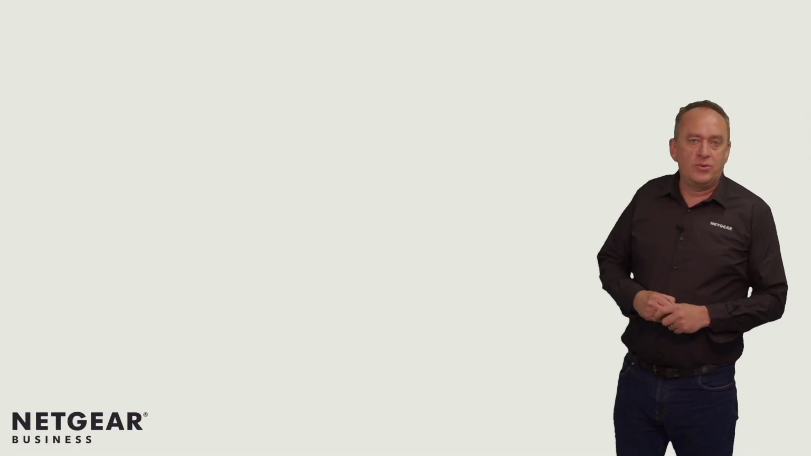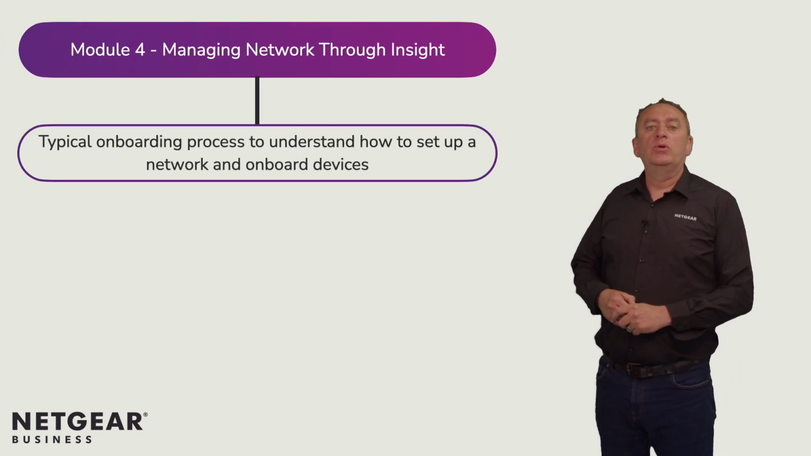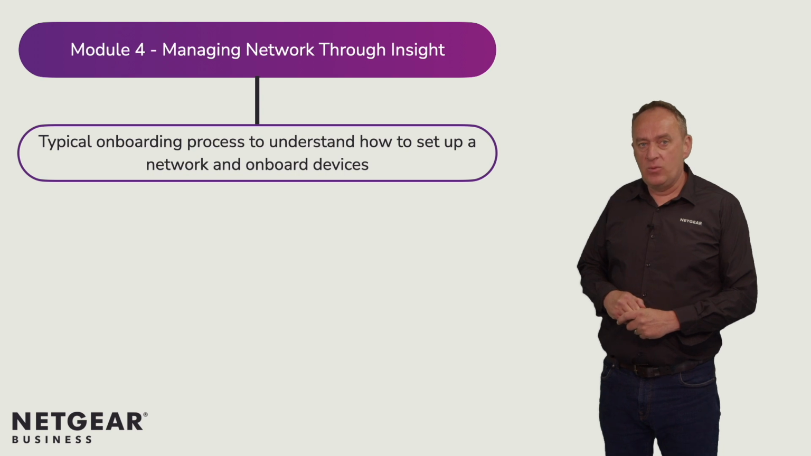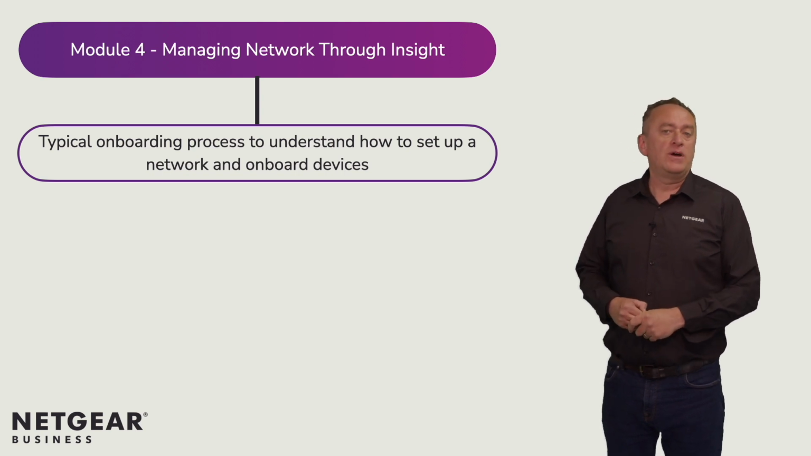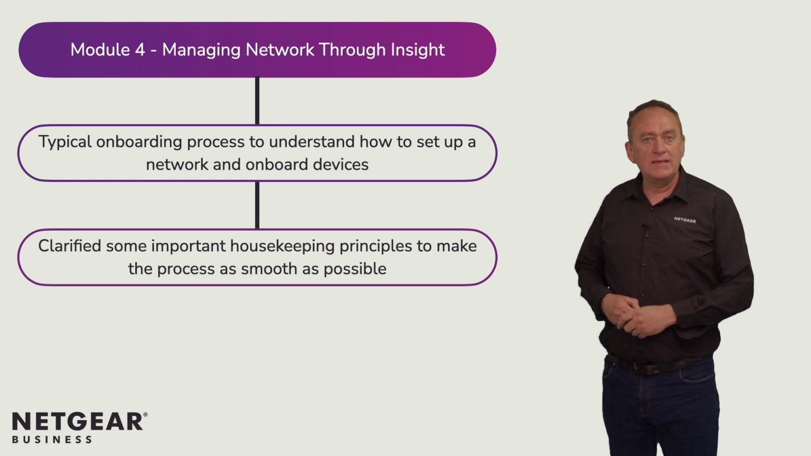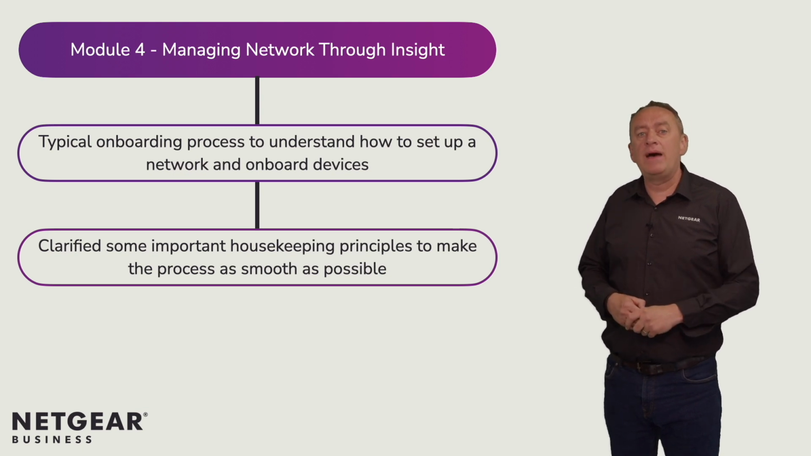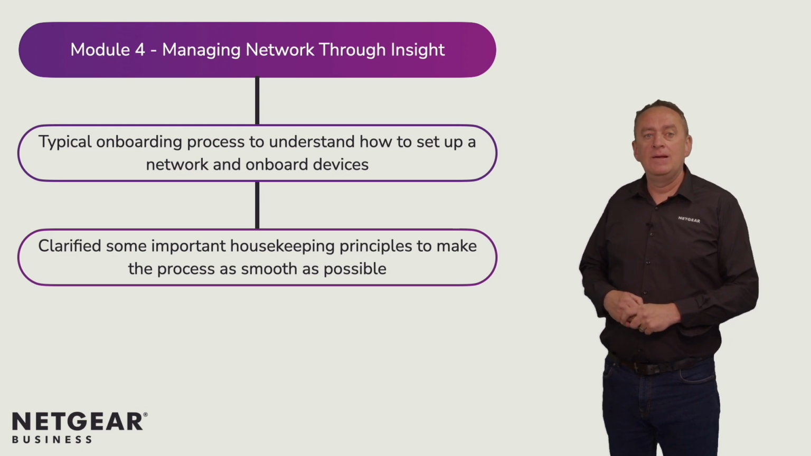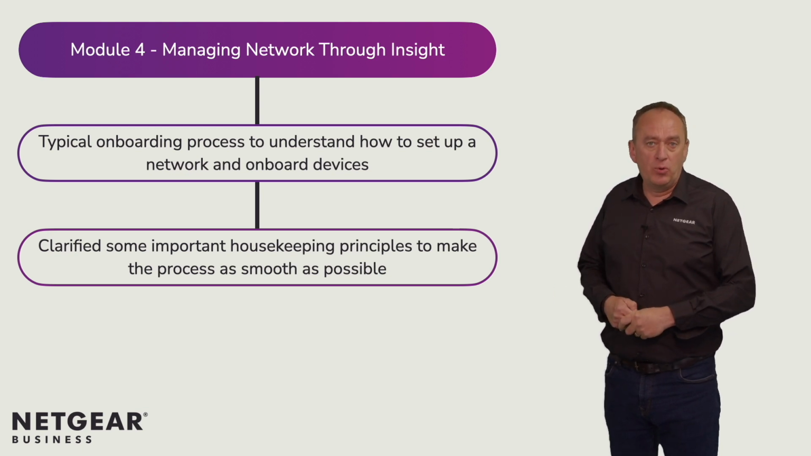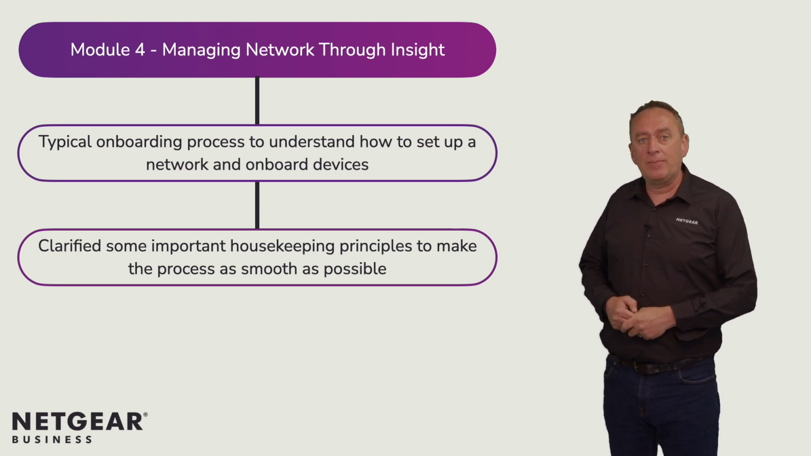Before you head over to the quick quiz, let's recap what we've covered in this module. We've walked through the typical onboarding process to understand how to set up a network and onboard devices, and clarified some important housekeeping principles to make the process as smooth and future-ready as possible, such as designing and planning your network by drawing out a detailed network map, onboard the switch or switches, and setting up VLANs and SSIDs under the Wired tab before onboarding your access points and setting up your specific Wi-Fi settings under the Wireless tab before finishing off your network configuration.